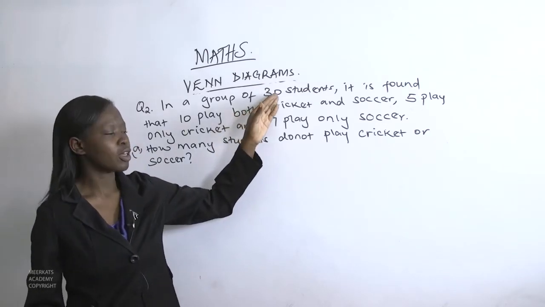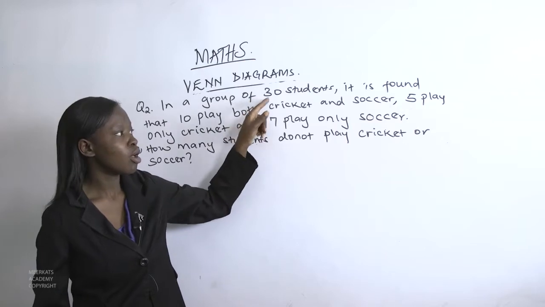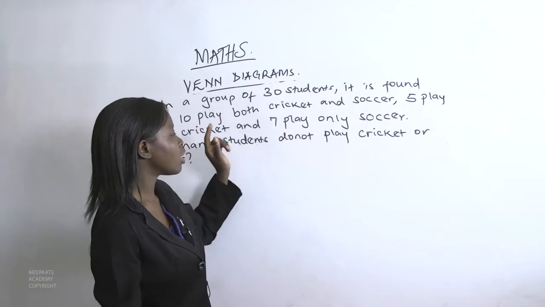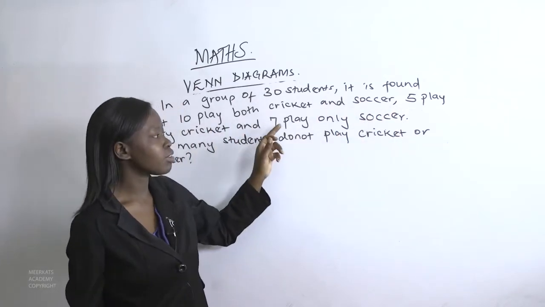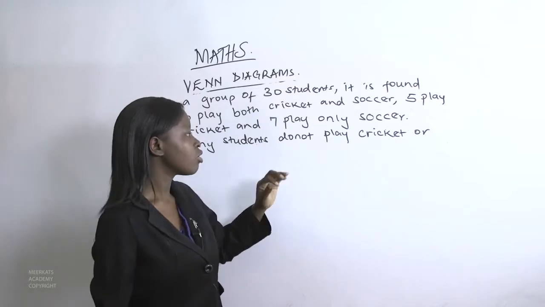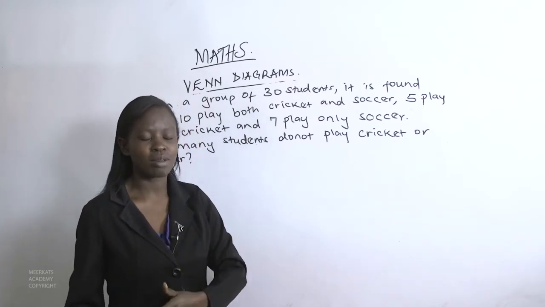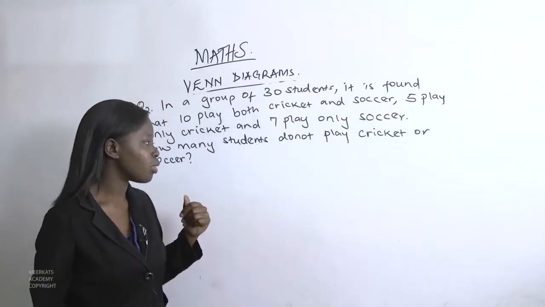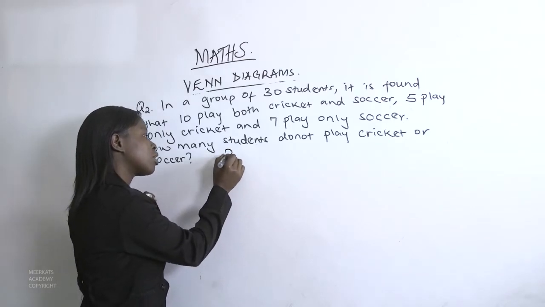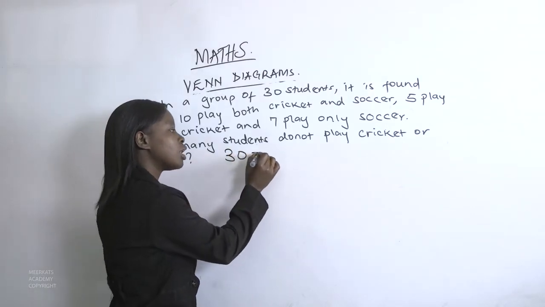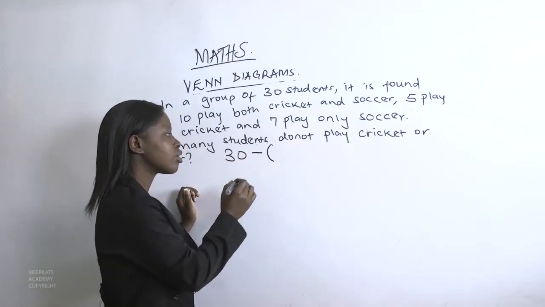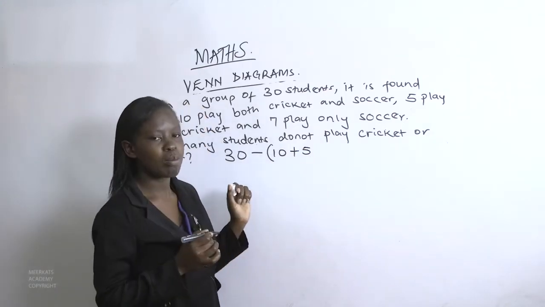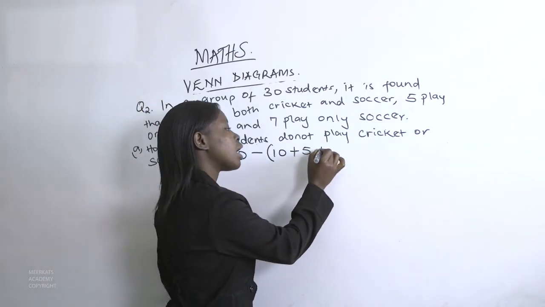We have a group of 30 students. Out of these 30, 10 play both cricket and soccer, 5 play cricket only, and 7 play soccer only. There is a group of students who do not participate in either cricket or soccer. That is what we need to find in this question. Those playing both are 10, cricket only 5, and soccer only 7.